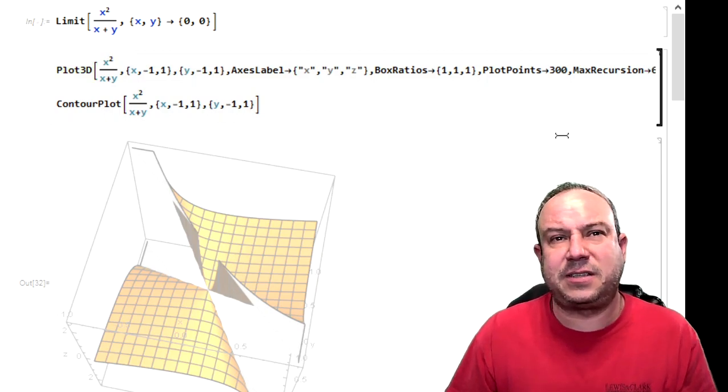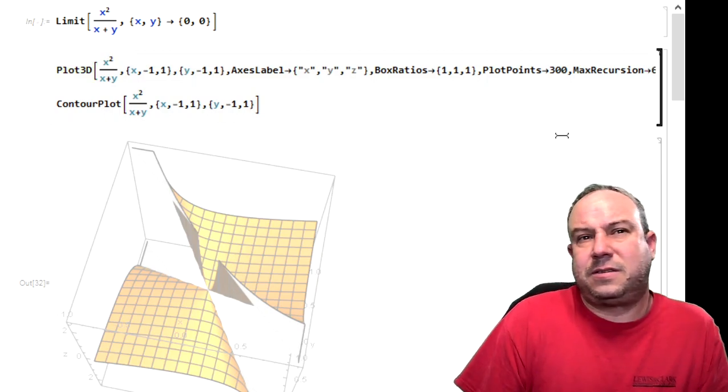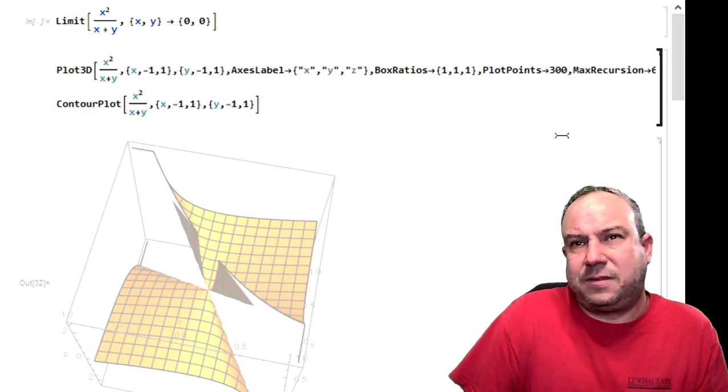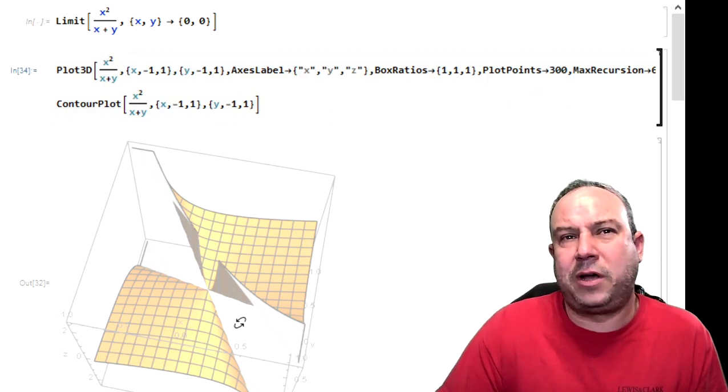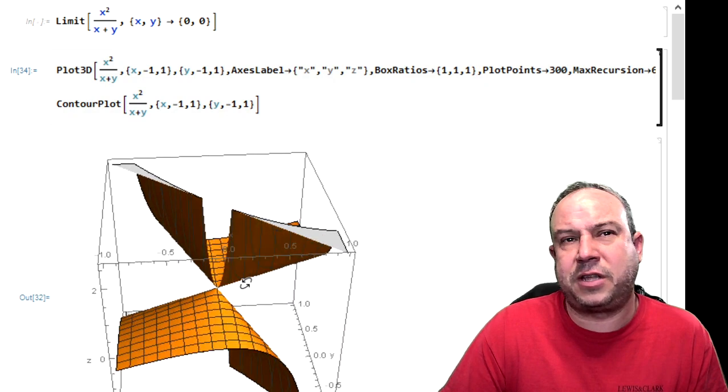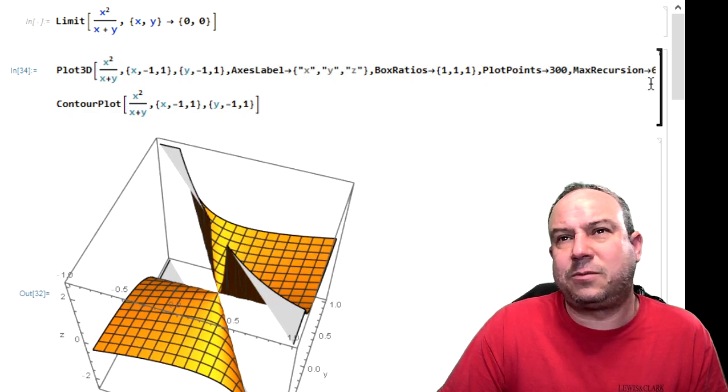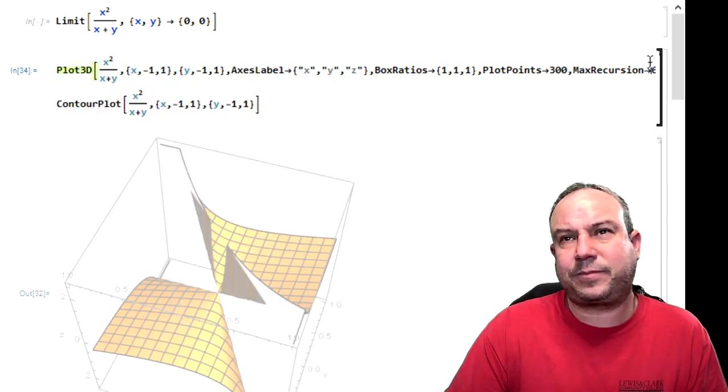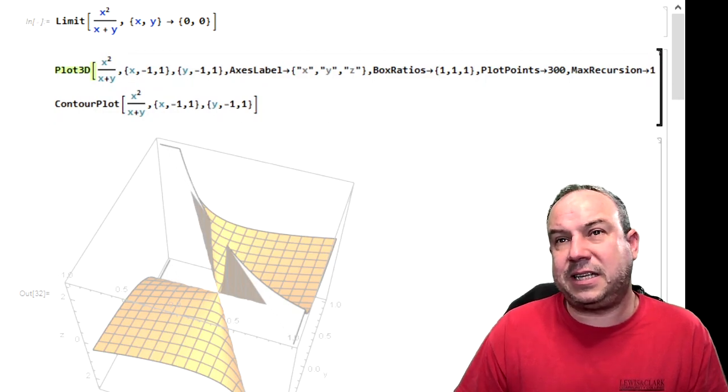What if we did a 6? You can see it's plotting a lot of points to kind of come up with the surface and interpolation of that surface. So yeah, it's really having a hard time seeing it. If I was to bump that up to 16.